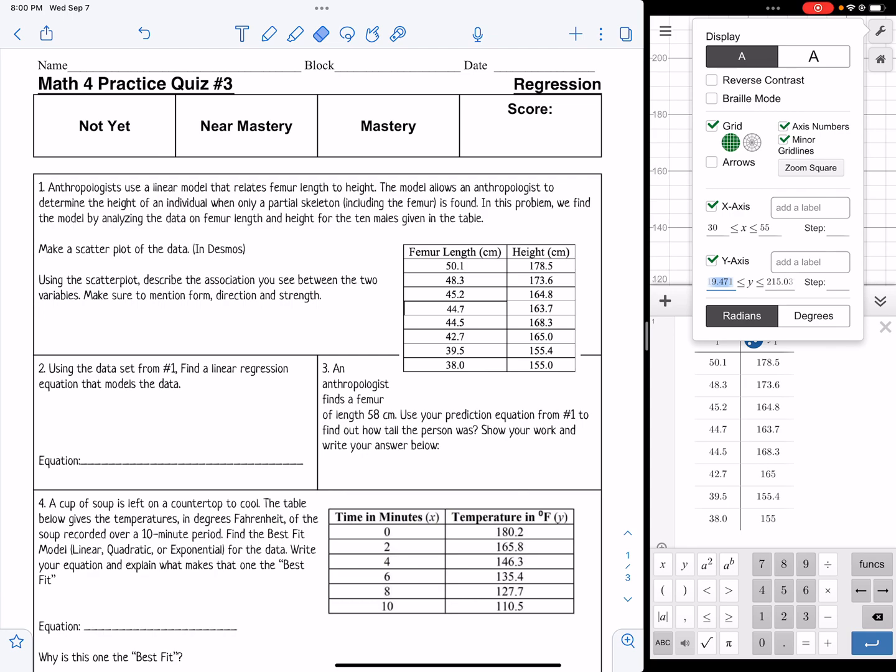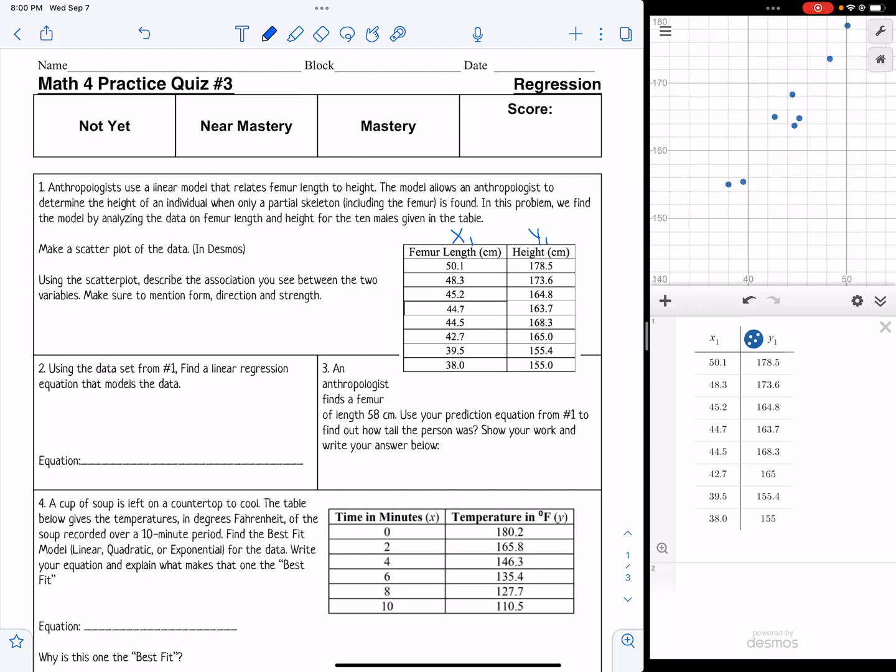For the height, which is my y value, so that was like my x1 and y1. For the height, the smallest looks like it was 155, so let's put 140, something a little smaller than that. And the largest was 178.5, so I'm going to put 180, something a little bigger, just to make sure I have a nice picture of my scatter plot.